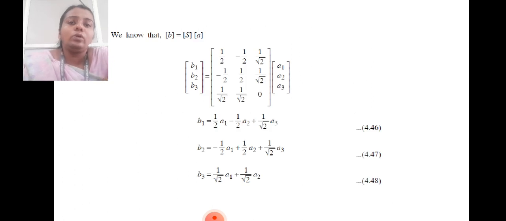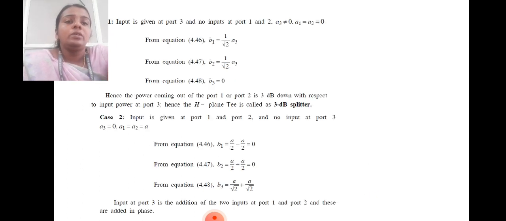And also to find the coefficients, we know that B is equal to S into A, that is, the coefficients B1, B2, B3 is equal to the scattering matrix into A1, A2 and A3. So when we solve this, we will be getting the equations for the coefficients B1, B2 and B3. B1 is equal to 1 by 2 A1 minus 1 by 2 A2 plus 1 by root 2 into A3. Similarly B2 and B3.